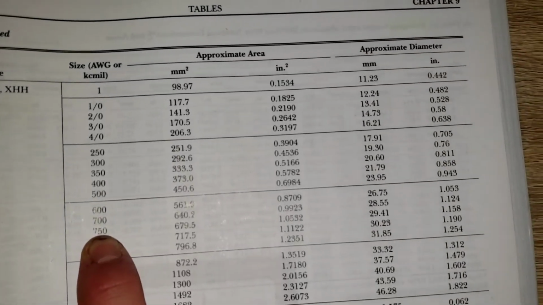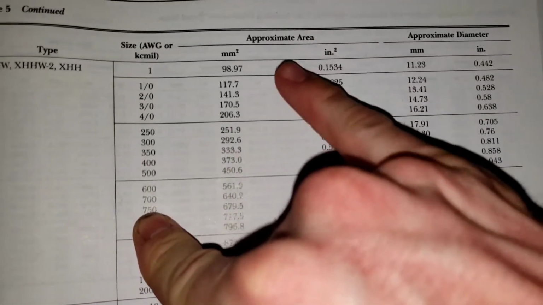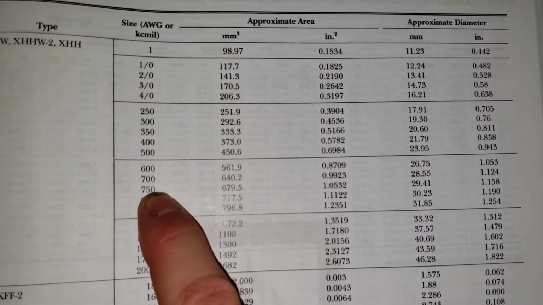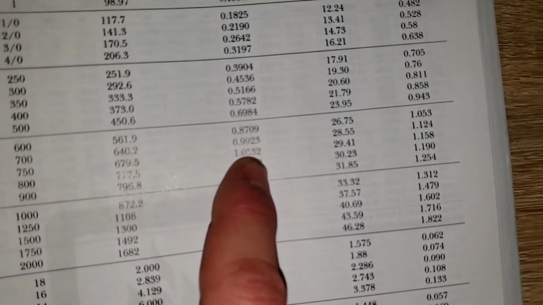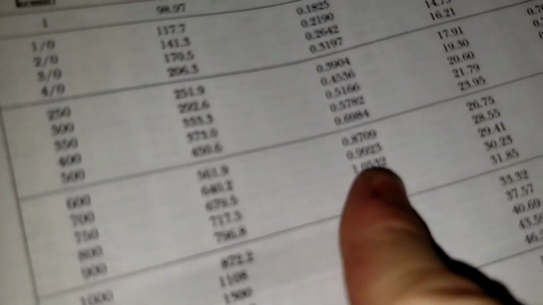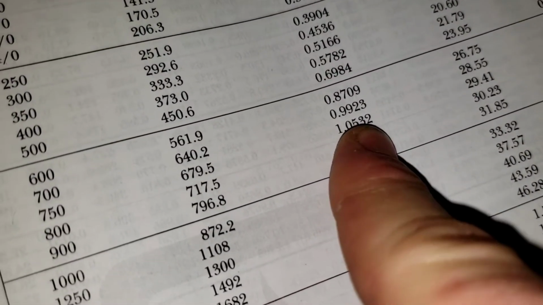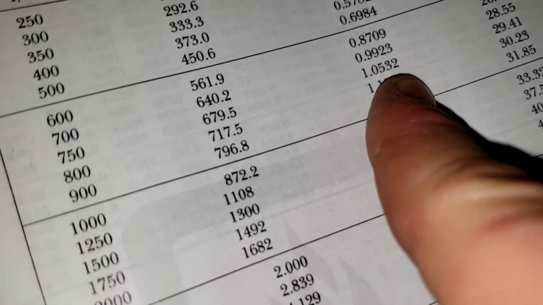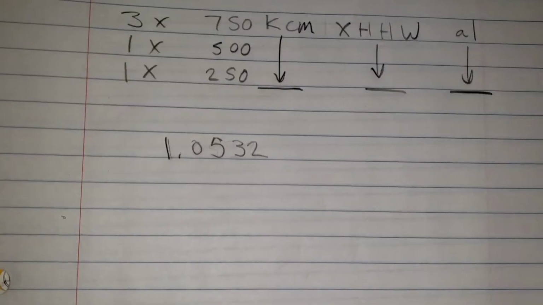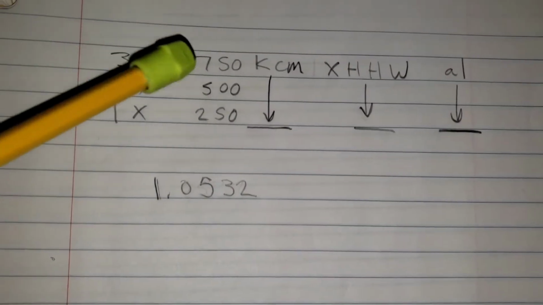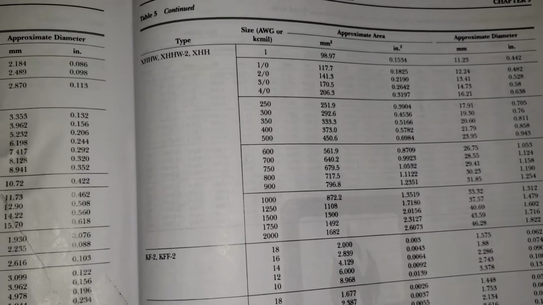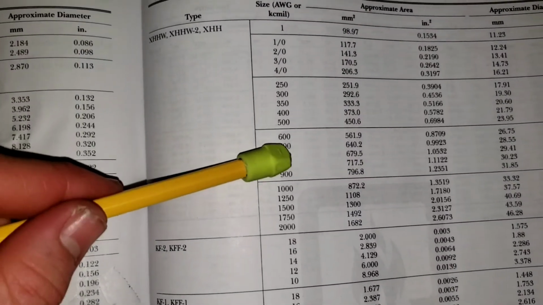And then we're going to go to our approximate area in square inches. So go over, and that is 1.532, next to the 750. Write that down. Okay, there's that. And now we have 500 kcmil. Go back to the same place.